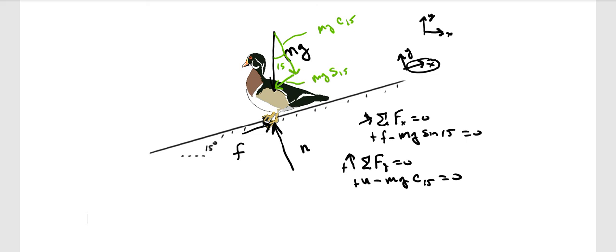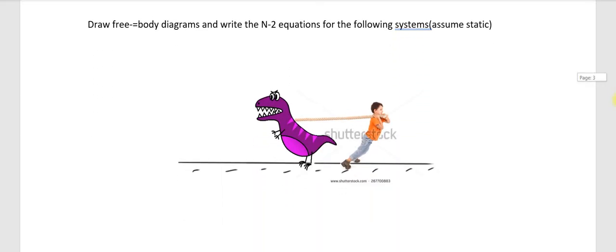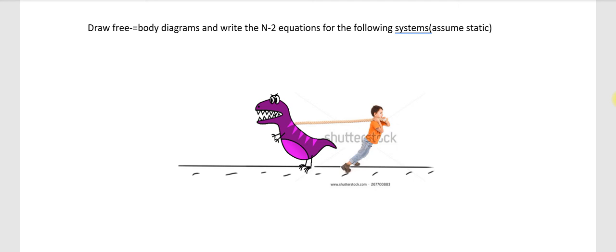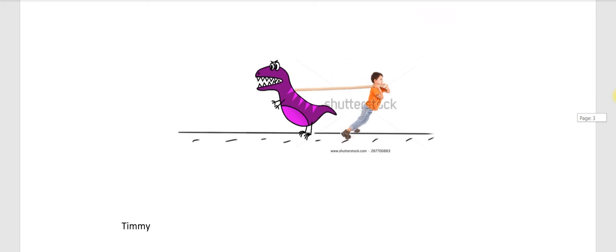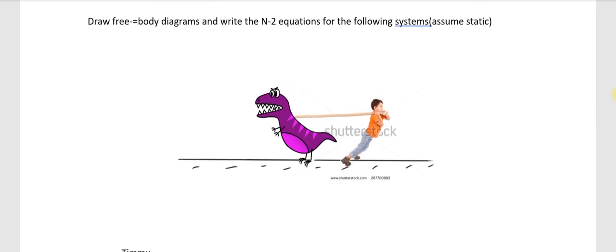Let's see if I've got another example in my handout here. Draw free bodies and write the Newton's second law equations for the following system. The Timmy, the Rex system. Okay, so I'm going to take a moment here and change programs because I think this one's going to be important enough. Word is not a great one for what I want to do here.